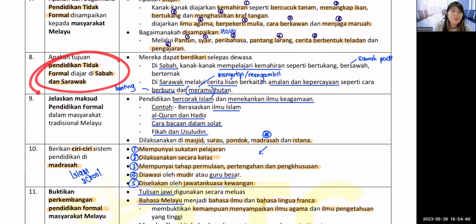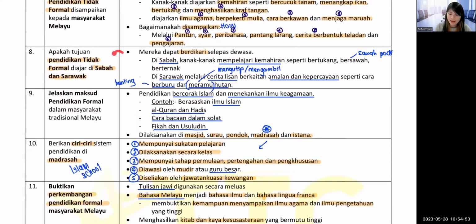Okay, so then pendidikan tidak formal in Sabah Sarawak, how? This one they like to ask, mainly objective. For example, what did Sabah Sarawak people learn from pendidikan tidak formal to become independent? This is the key point. And of course, in detail, they may ask you, Sabah, what do they learn? They learn the skills of carpentry, farming, the paddy field, or breeding the animal.